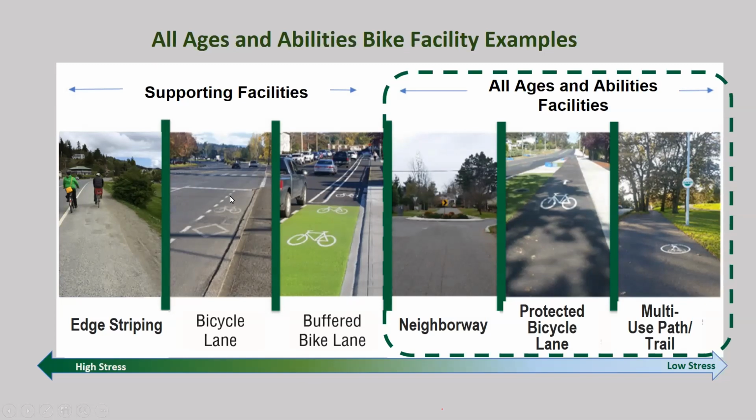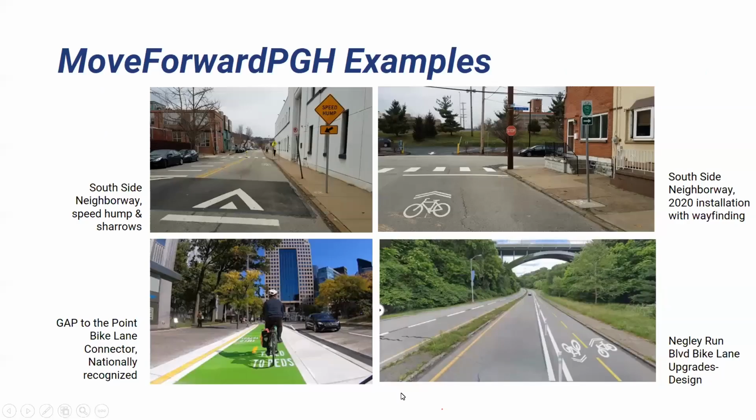And then in many places, especially in the rural environment where they have wide shoulders, they don't even put any kind of bike lane in there. They just create edge striping and let the shoulder be used for bicycles. But they are relatively high stress corridors and not necessarily recommended for all ages and abilities, like the three that you can see from your right.